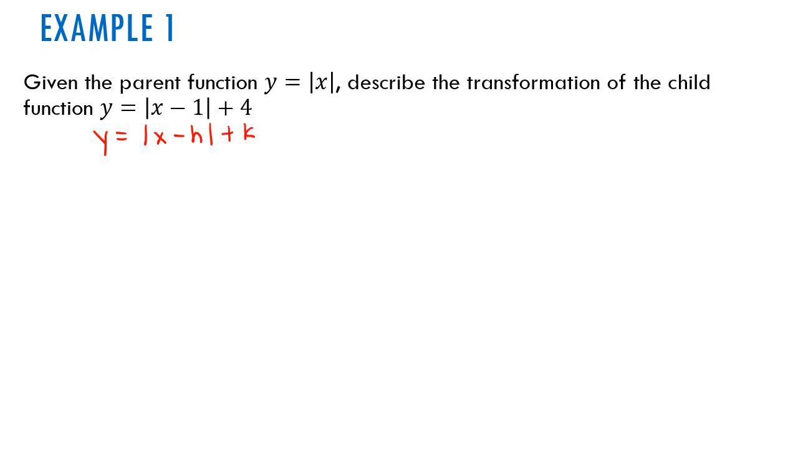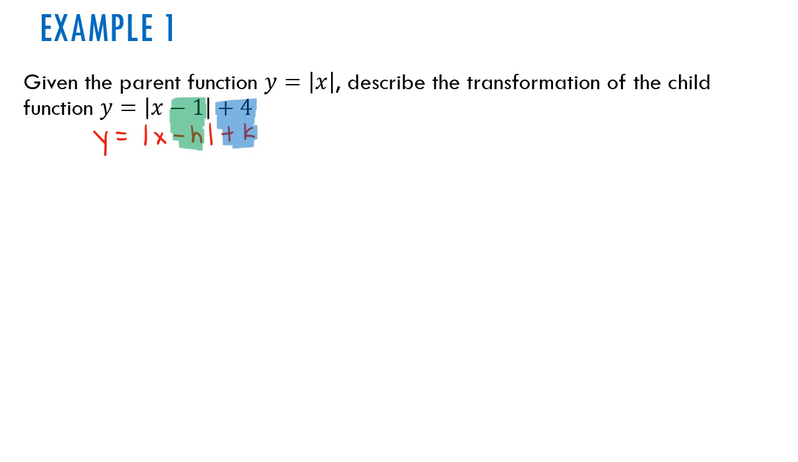That means this -1 is referring to that negative h, and this 4 is referring to that k. So there's no a value here. We don't have a number in front at all, so we don't have to worry about a doing anything.